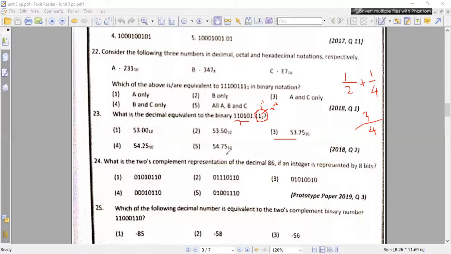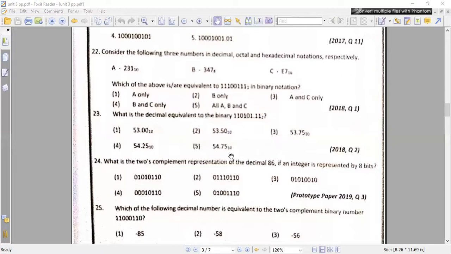So the first answer is coming. Your 86 we are getting 1010110, and you have put 0 in front to make it 8 bits. Then we'll go to the next one.